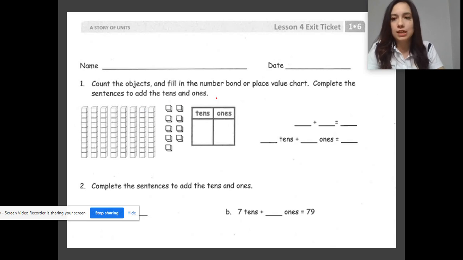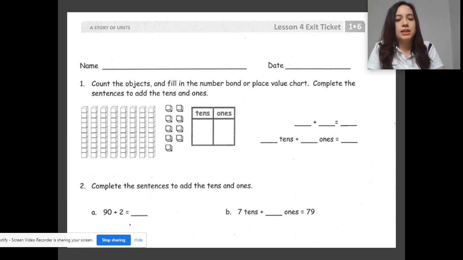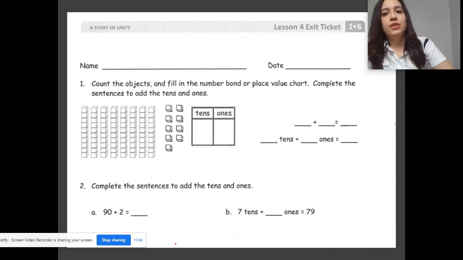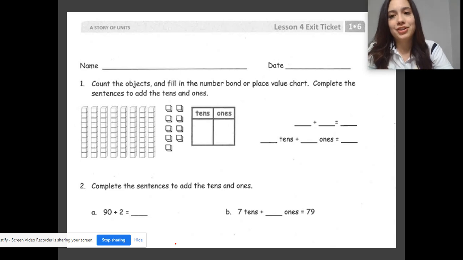So you're going to do the same thing as in your problem set. You're going to count the tens, count the ones, fill in the place value chart, write it the regular way, and on the bottom, write it the say 10 way, which they already put the words there for you. All you have to do is write the numbers. And then for number 2 right here, it says complete the sentences to add the tens and ones. Same thing you did on problem 11 of your problem set, you're going to do here. So go ahead and finish your problem set at this time and your exit ticket.